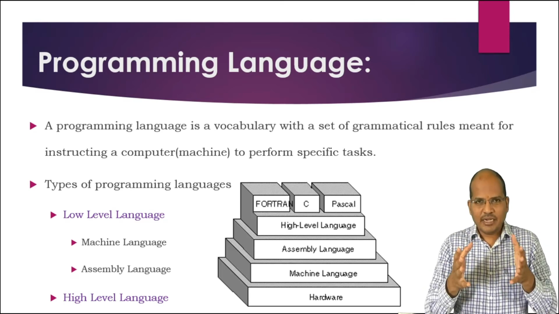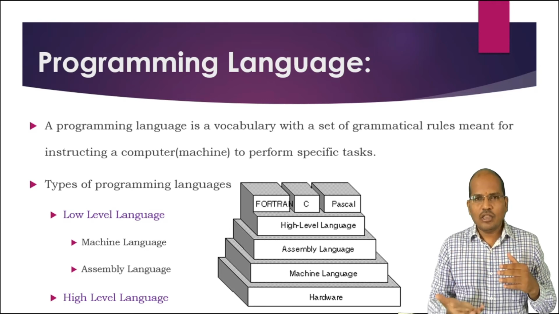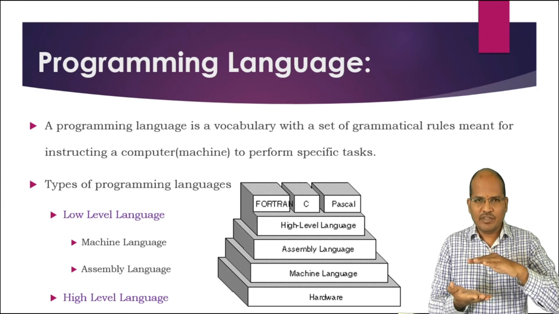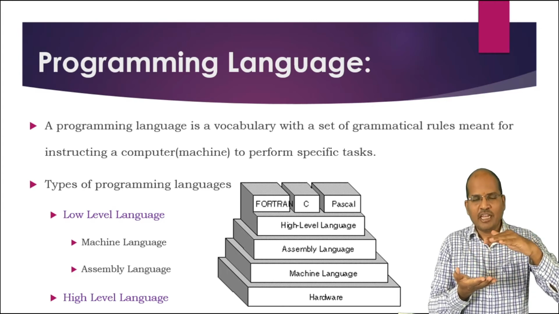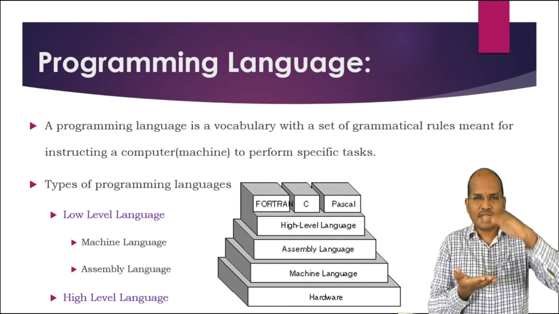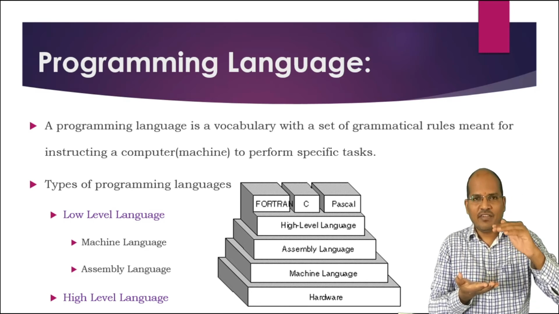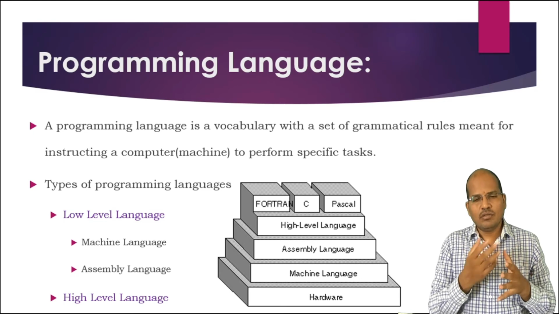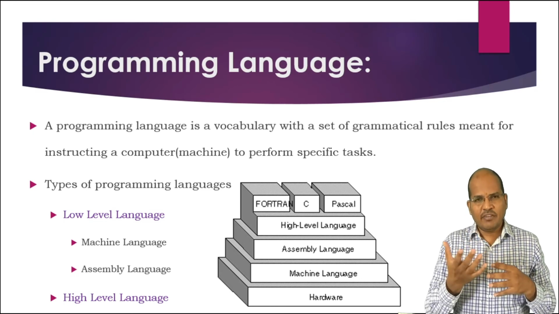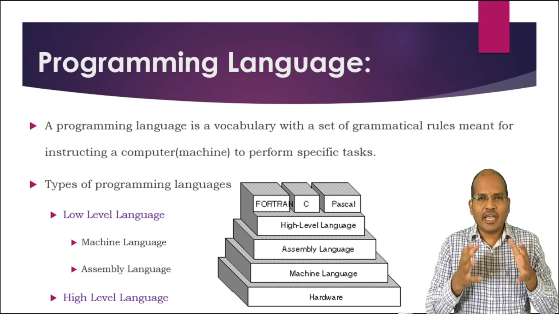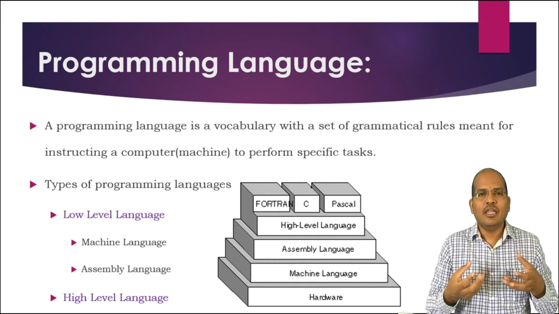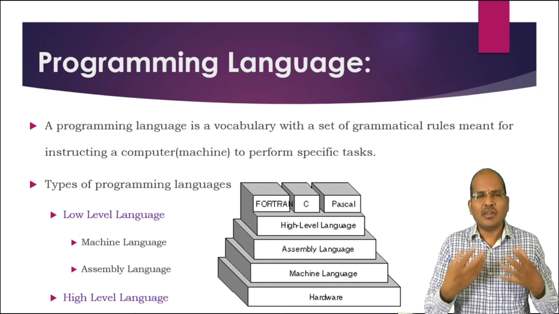Now going ahead, the diagram makes sense. See, on the base you have hardware. To communicate with the hardware you need a machine language, and that machine language has an upper layer called assembly language, and that assembly language has a layer called high level language. And we use C, Fortran, Pascal, C++, Java. All these are high level languages, and all these high level languages are generally written in a user understandable language, generally English.